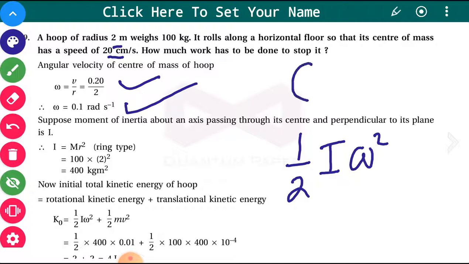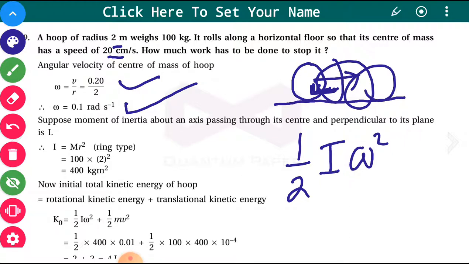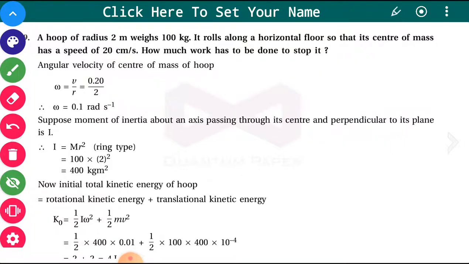So the hoop is circular, as such a ring, and it is moving in this particular direction, having linear motion as well as rotational motion. It rolls down this way. Now the moment of inertia, first of all, we find. I is equal to mr square, which can be taken from the table. It's a ring type, so it is very easy. Mass is given 100, radius is 2 meters, square of it will be 4, and 4 into 100 is 400 kilogram meter square.